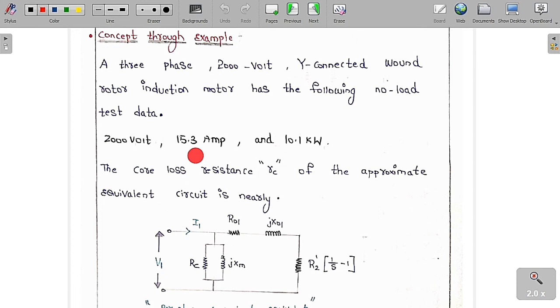Then we are going to get a very small amount of current, which is 15.3 ampere, and a 10.1 kilowatt amount of power is consumed by this star connected wound induction motor. What is the core loss resistance RC of the approximate equivalent circuit? That is what we need to figure out.